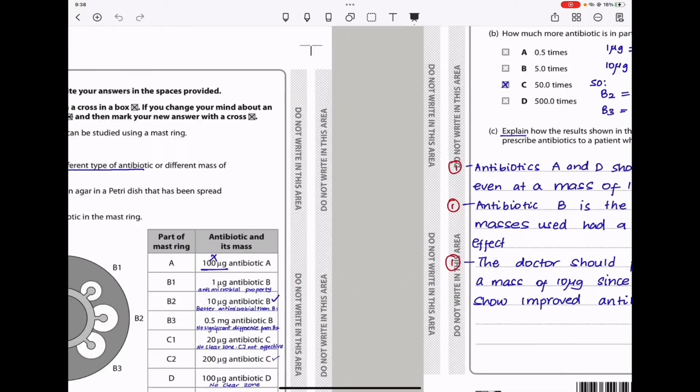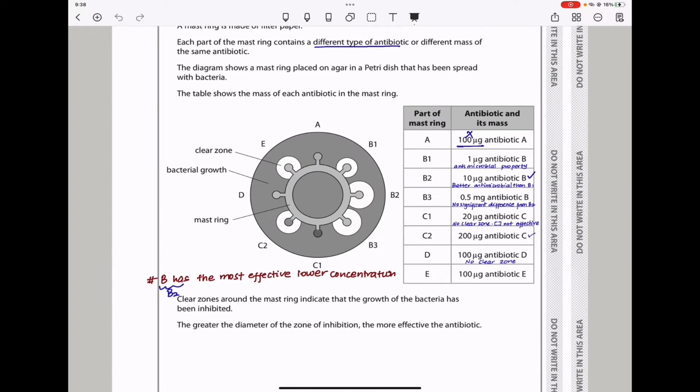So here we have to go back to the mass string. We can see this has no effectiveness at all. These have low effectiveness in comparison to these two. However, because this and that have the same effectiveness, and this has a higher concentration, it's going to be preferred to prescribe the one with a lower concentration but high effectiveness. So we will prescribe B2, and we will not prescribe A, C1 as well as D.